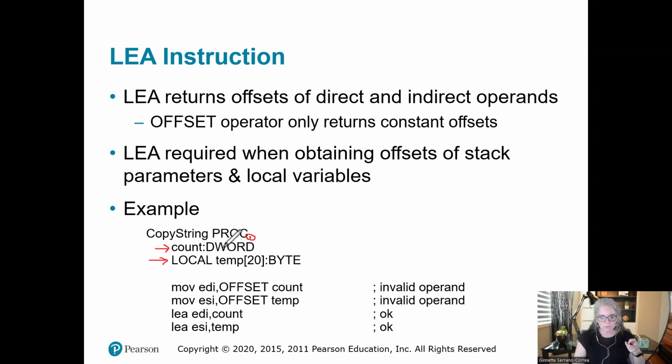So these two items are getting passed to this function. If you want the address of count, we can't use offset. They have to use LEA. So this gets the offset of count and moves it to EDI. This gets the offset of temp and moves it to ESI. Temp is an array of 20 bytes. And this is how you list them: you put the name of the variable, a colon, and then the size.